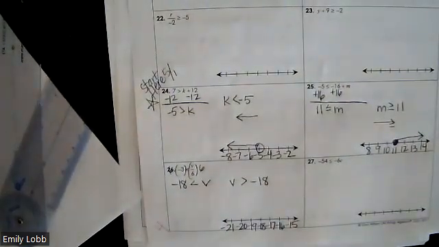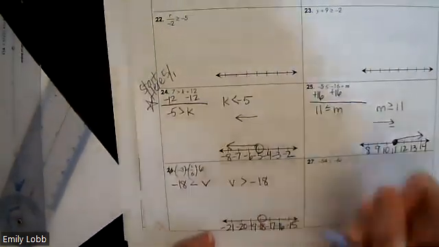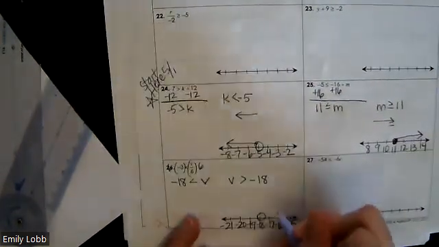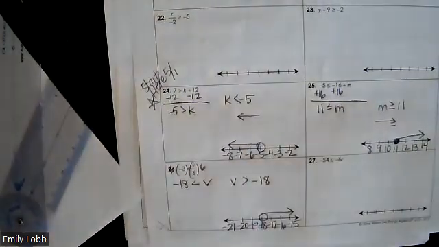Opened or closed at negative 18? Open. And to the right. Good. V is greater than negative 18.